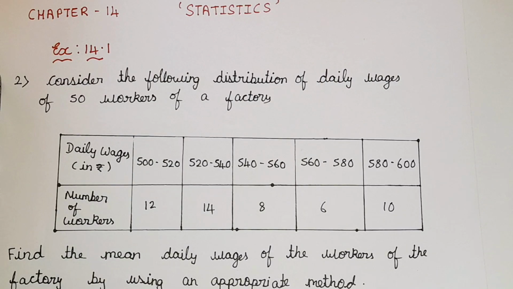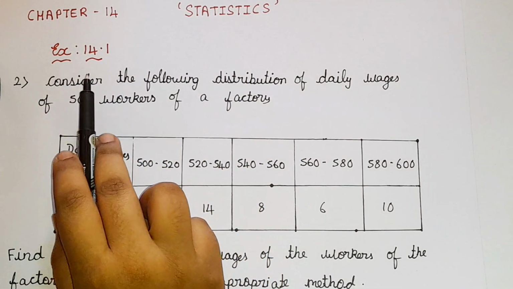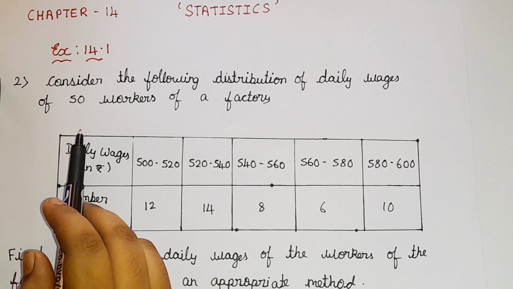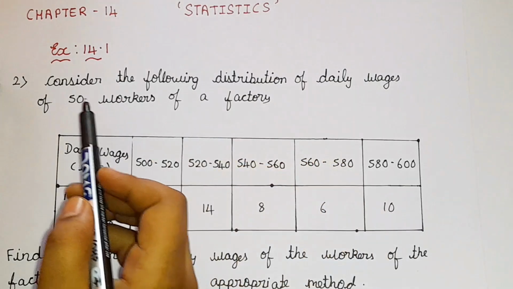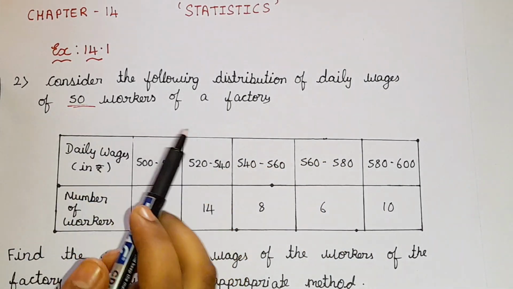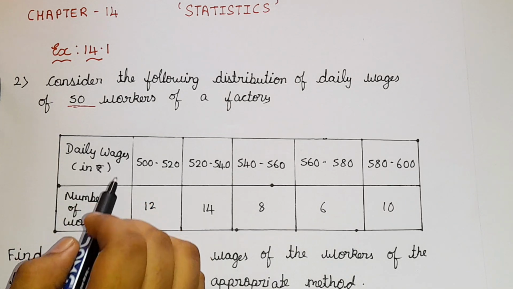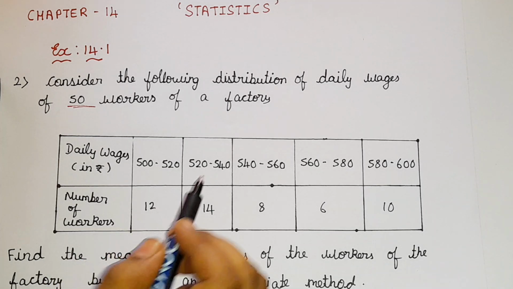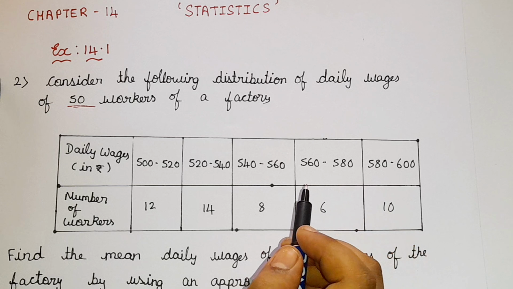Today we are going to be learning Chapter 14, Statistics, Exercise 14.1, second question. Alright, now let's read the question. Consider the following distribution of daily wages of 50 workers of a factory. So here we have data. The daily wages are in rupees, from 500 to 520, 520 to 540, 540 to 560, and so on.